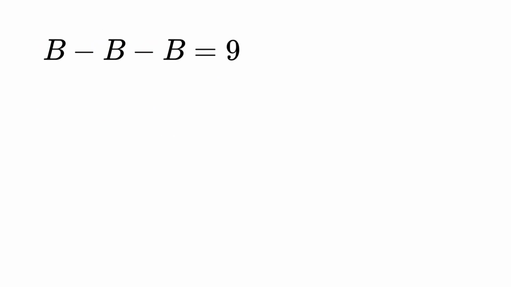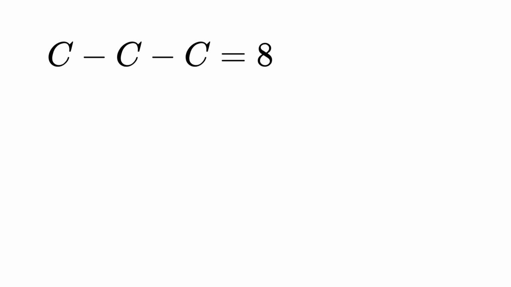And our second equation is b minus b is equal to 9. Plus b and minus b will be cancelled out, and minus b is equal to 9. And b is equal to minus 9. And our third equation is c minus c equals 8. And minus c will be cancelled out, and minus c is equal to 8. And c is equal to minus 8.